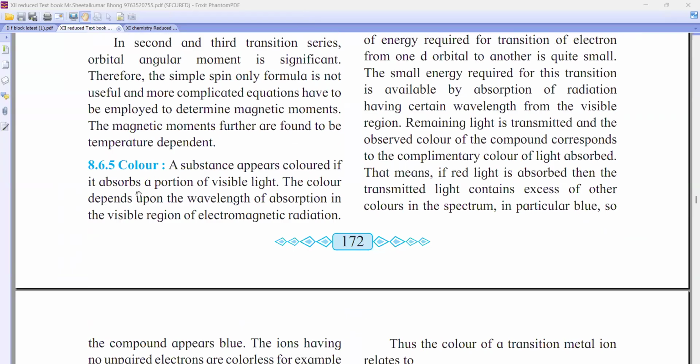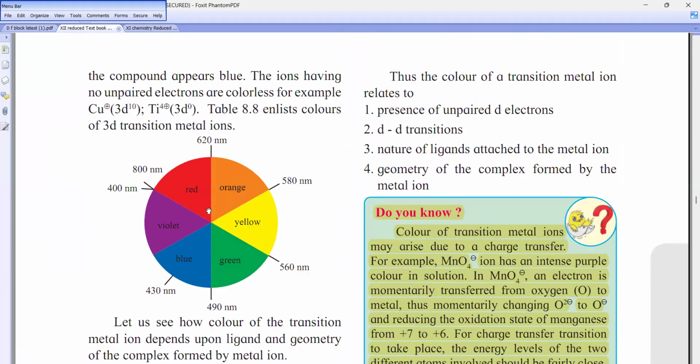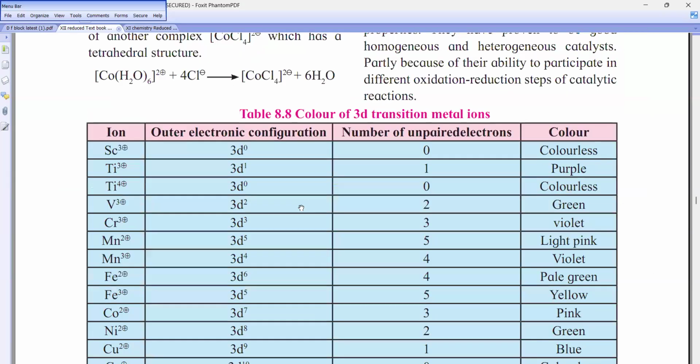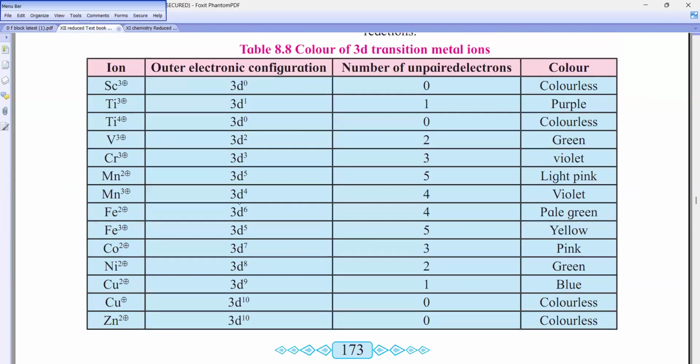Color, can you see? We see color in the visible range, and all these things they've explained. This is with your Munsell color wheel. Wherever you see d0 and d10, it will be colorless. See here, d0 and d10 are colorless, and all the others are colored. Can you see that?